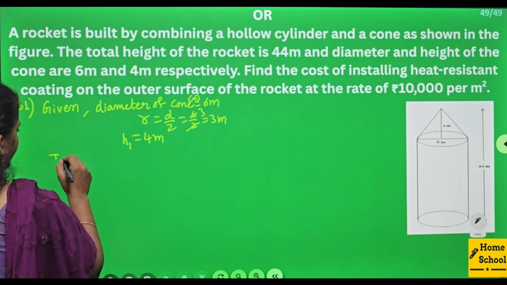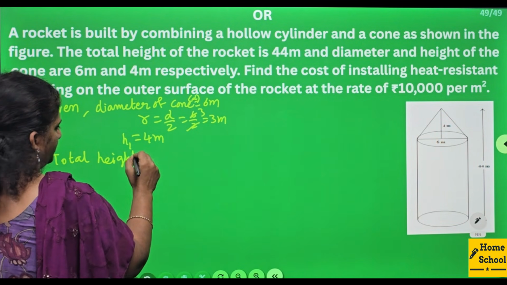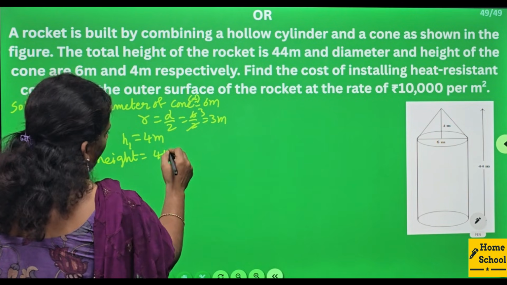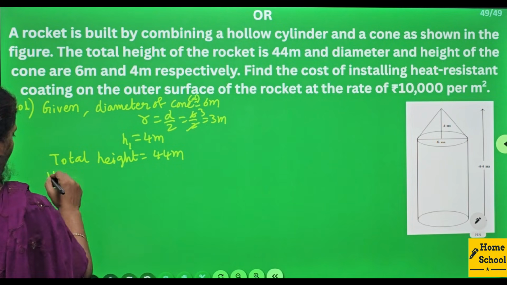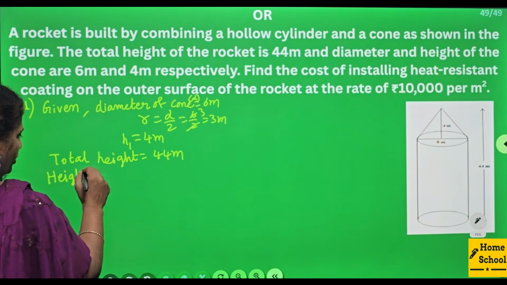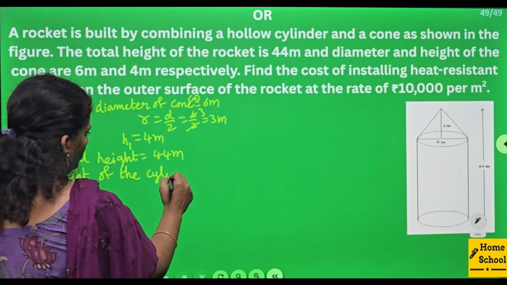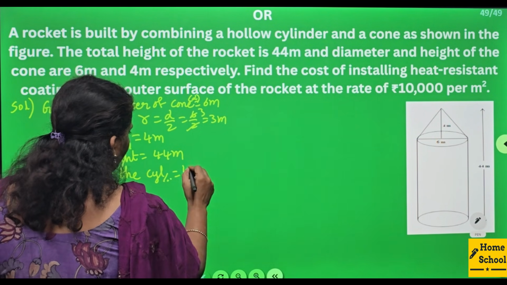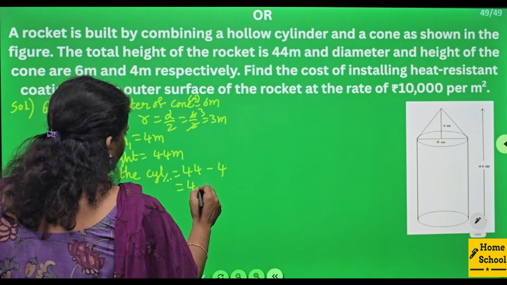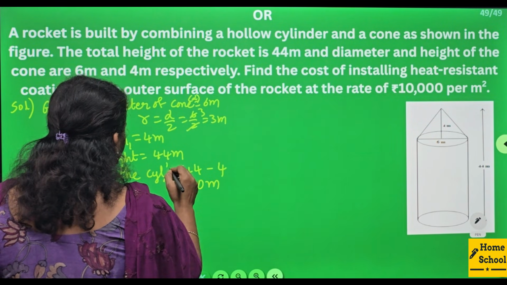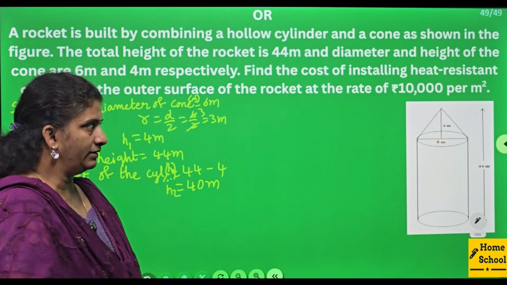Total height of the solid, how much here? 44 meters. Then what is the height of the cylinder? Height of the cylinder is equal to total height minus cone height. 44 minus 4, that is 40 meters is the cylinder height. Let it be h2. h2 is equal to 40 meters.